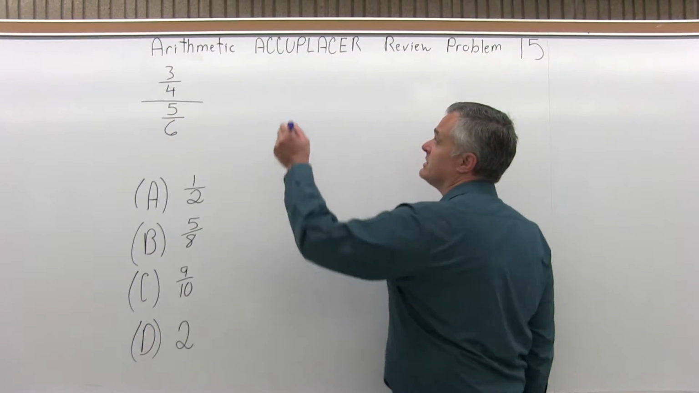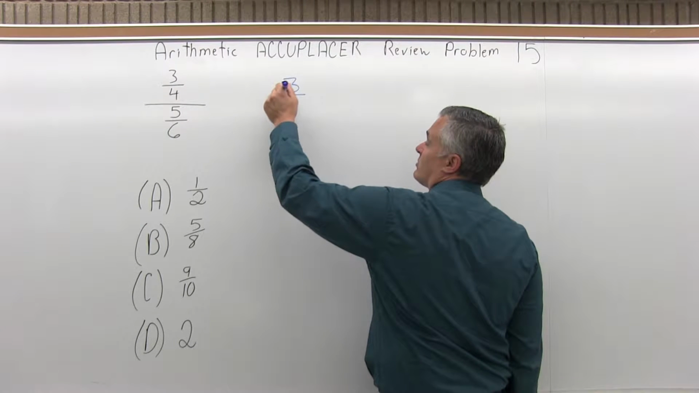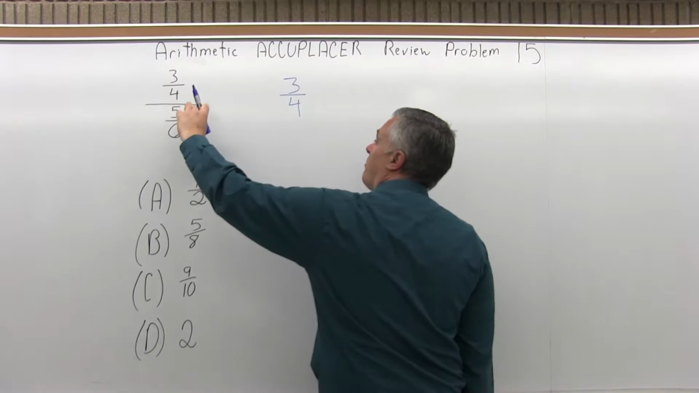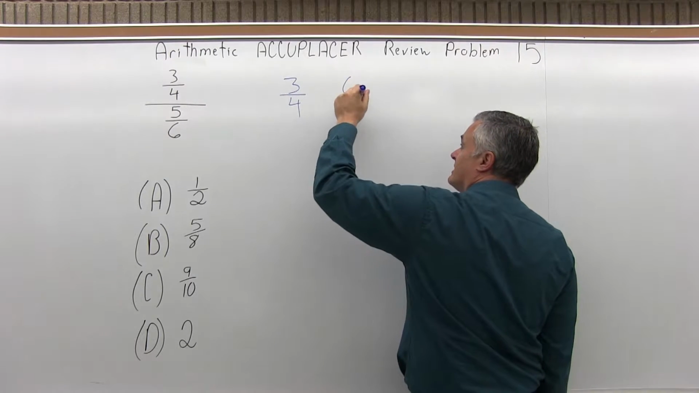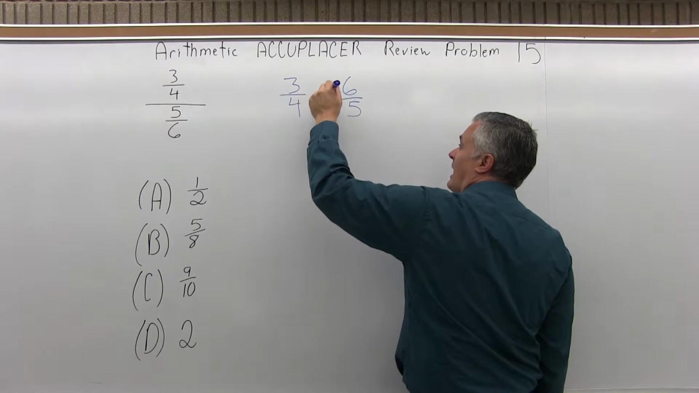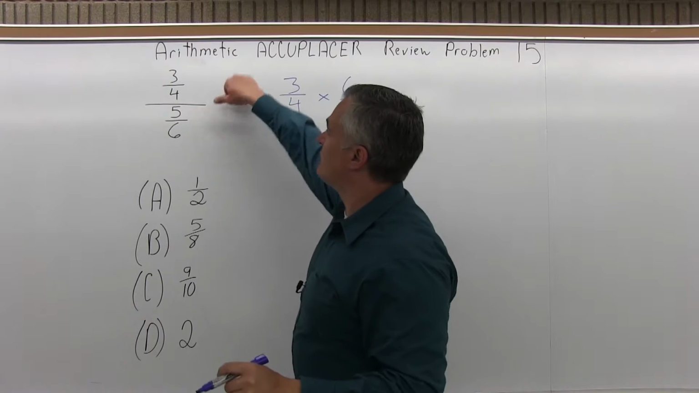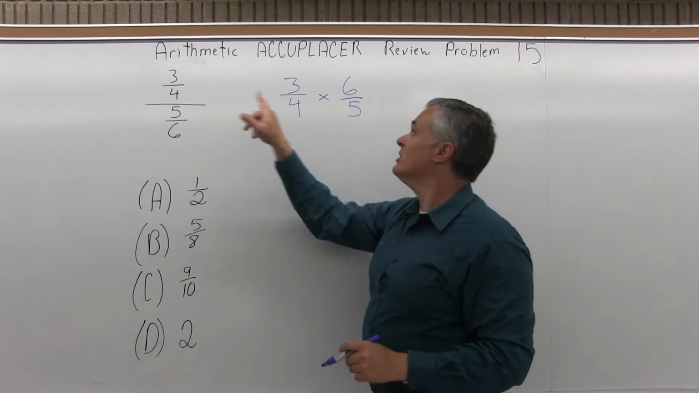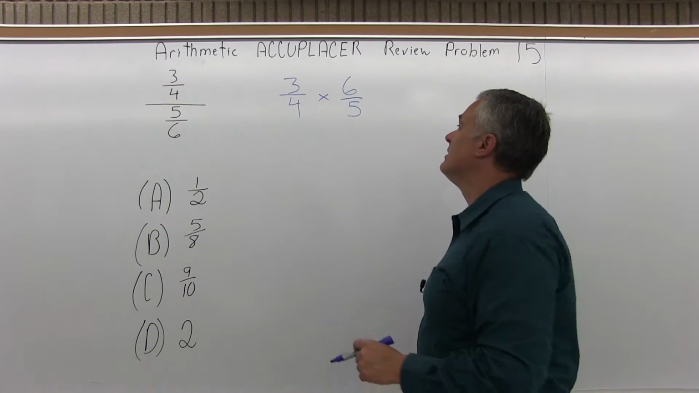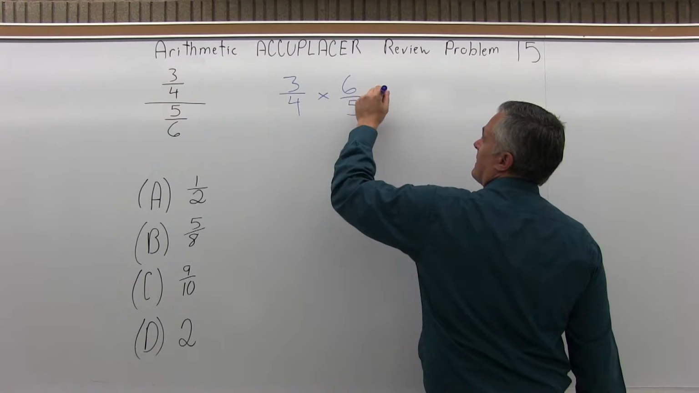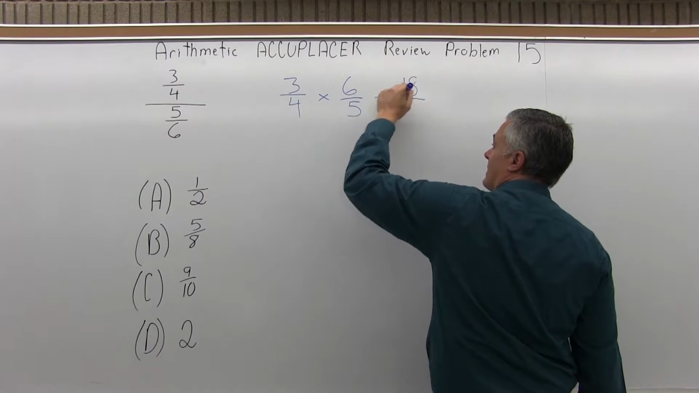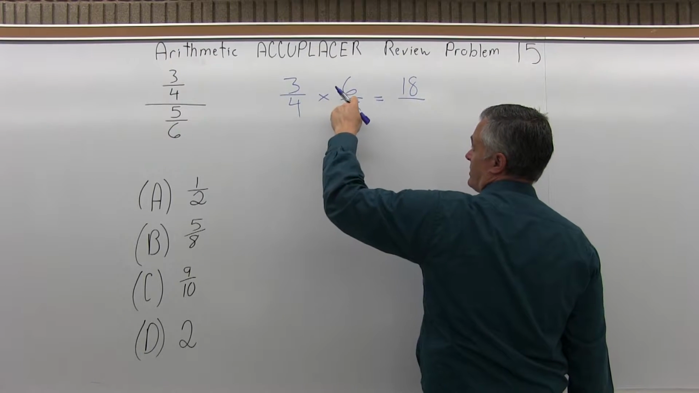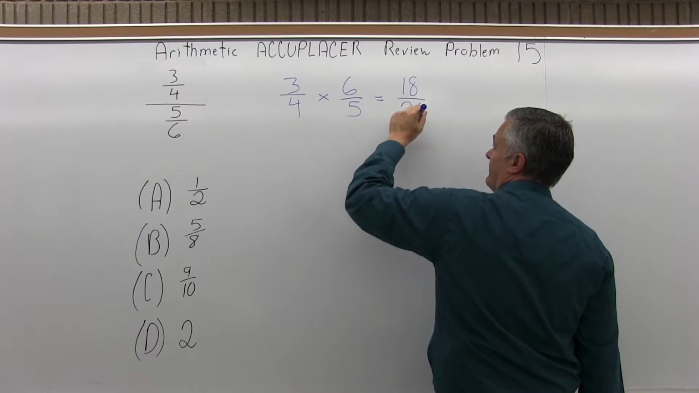What you have to remember is you leave the top fraction of 3/4 the way it is. The bottom fraction of 5/6 is inverted to 6/5. And now we multiply. Once you bring it up and invert it, it changes from a division to a multiplication. So now we have top times top. 3 times 6 is 18. Bottom times bottom. 4 times 5 is 20. So I have 18 over 20.